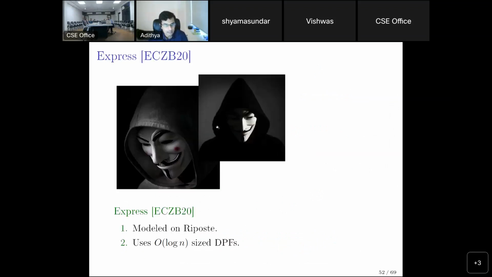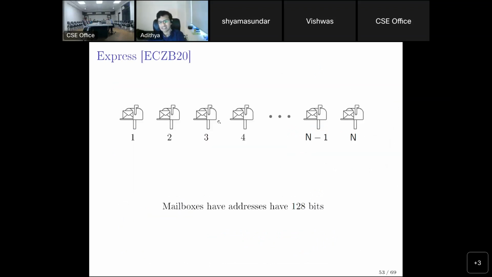Then came an improvement on it, which was called Express. Express modeled themselves on Riposte, and they in fact used log n size DPFs. But they worked in a slightly different model, which is a mailbox model of sender anonymous messaging systems. If you recall, Riposte was a public bulletin board where anybody could post anything, and as I said, the messages would be public. You would not know who wrote what.